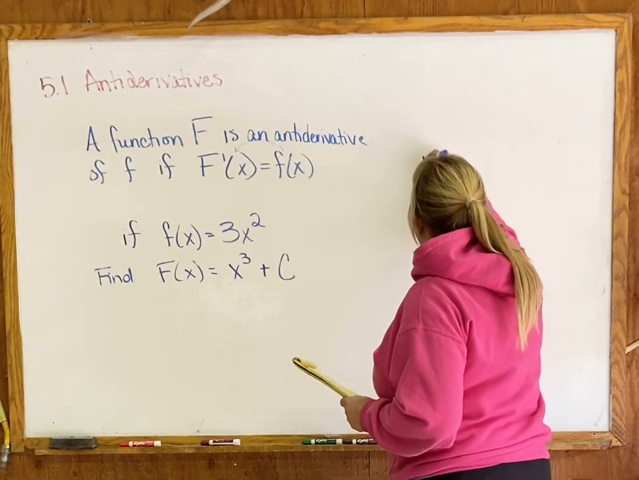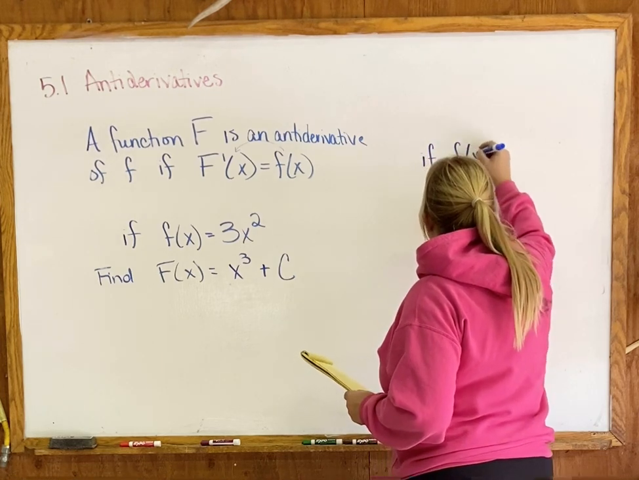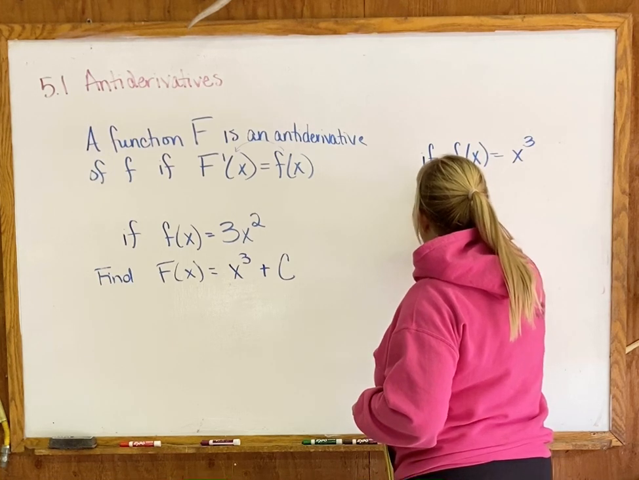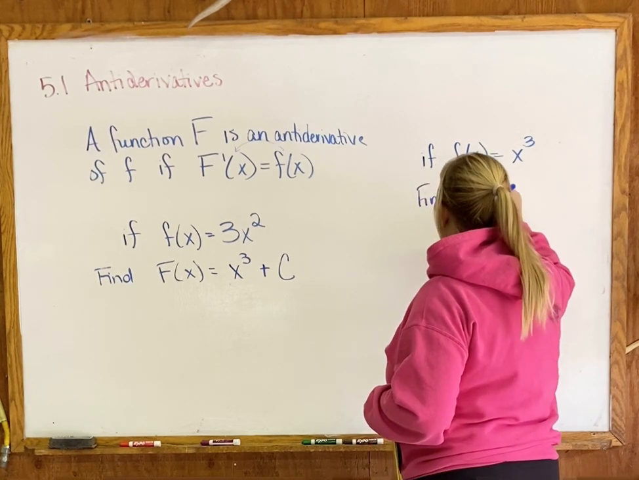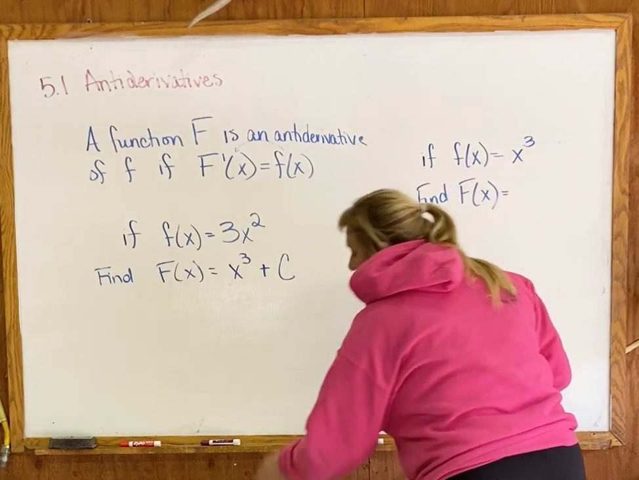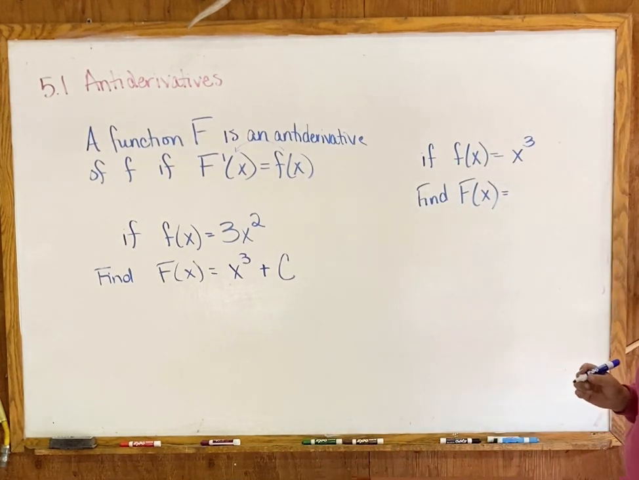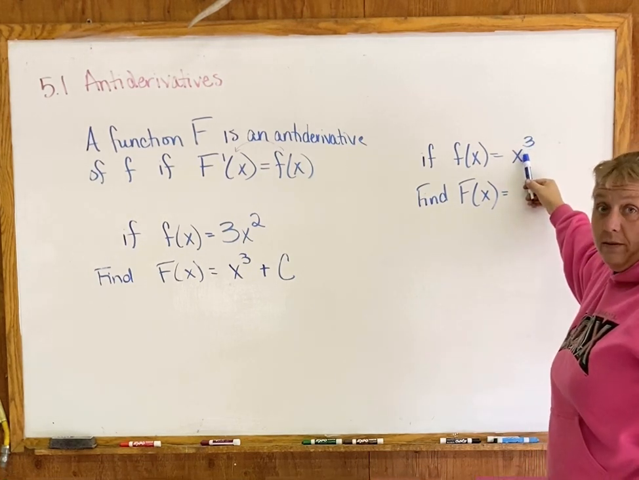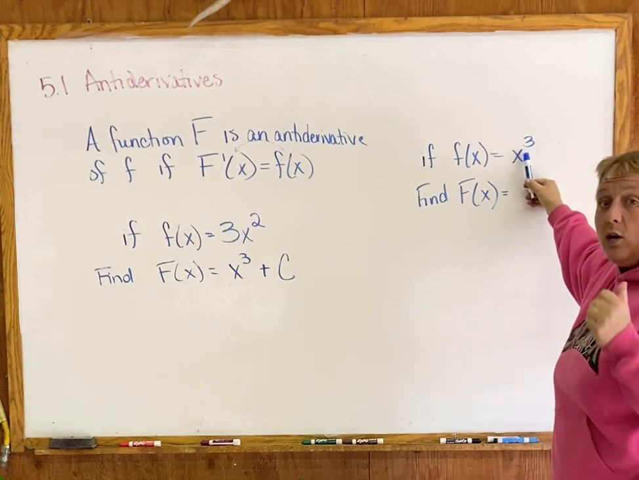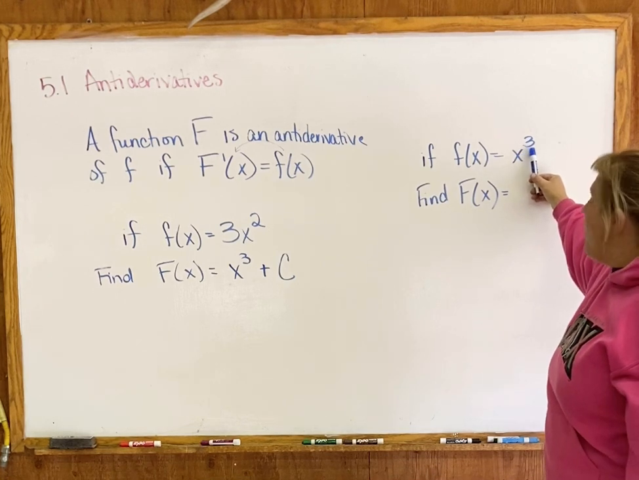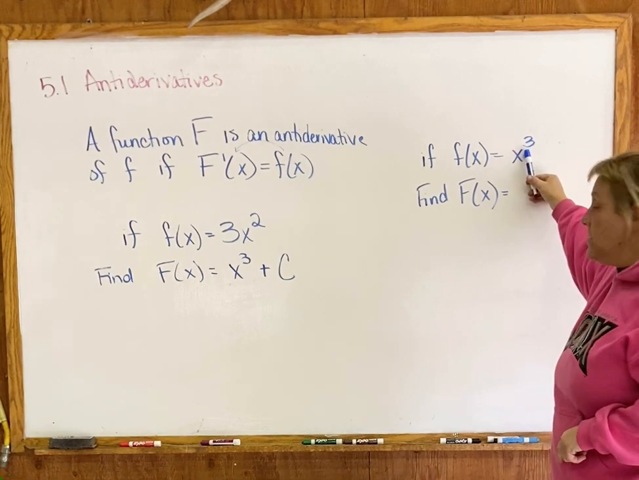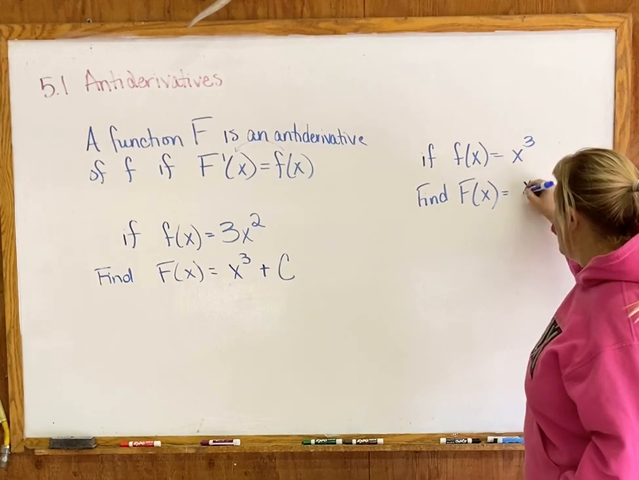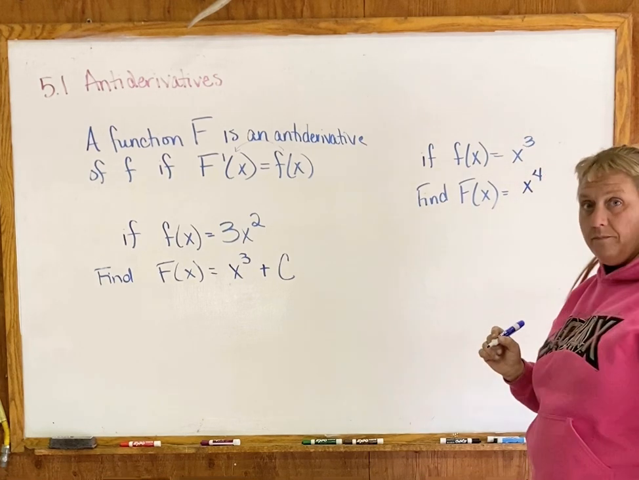Let's say if f of x is x cubed, find capital F of x. Okay, so this one is not quite as nice as the last one, okay? But the thing to remember is that this is the derivative. This is the derivative and we wanna go backwards. So that means when you think about this, if we're going backwards, it means our exponent is going to go up, not down. Do you agree? So it's gonna go x to the fourth.